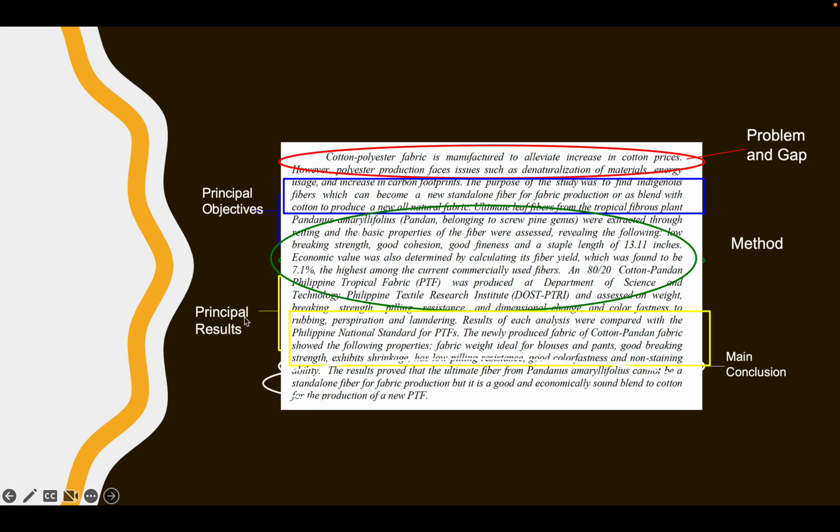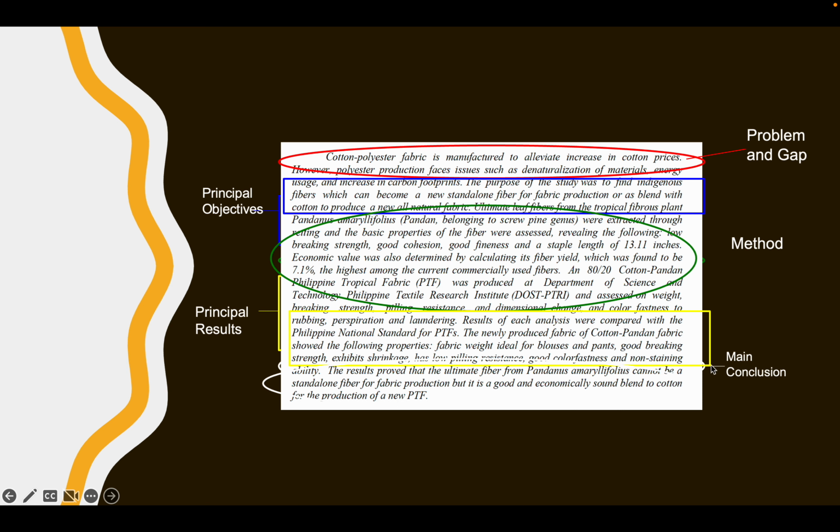So, what is the results? Principal results of each analysis were compared with the Philippine National Standard for PTFs. The newly produced fabric of cotton pandan fabric showed the following properties: fabric weight ideal for blouses and pants, good breaking strength, exhibits shrinkage, has low piling resistant, good color fastness, and non-staining ability.